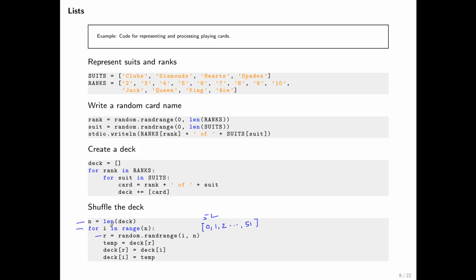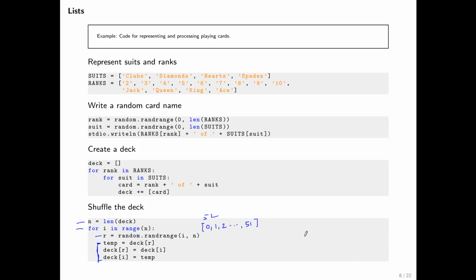So in the first iteration, i is 0 and n is 52. So we get a random number between 0 and 52. And then this piece of code, if you remember, is the standard code that you use to exchange two values. But in the first iteration, what are we exchanging? We are exchanging the card at 0 because i is 0. So we are exchanging the card at 0 with a card that's at a random location between 0 and 51. So that's what we do in the first iteration.